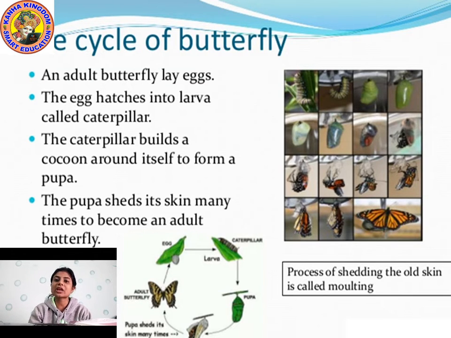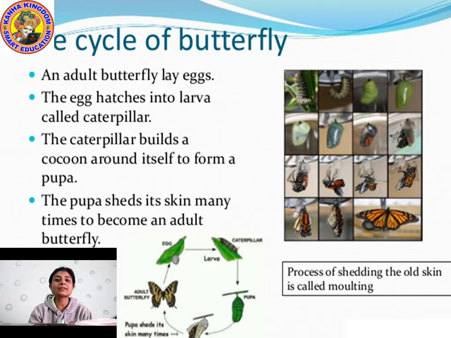This pupa changes to an adult butterfly. First of all, what does this butterfly do? They lay eggs on the leaves of the plant. Then the egg hatches into the larva, which is also called a caterpillar. This caterpillar eats the leaves so that it can grow, and once it grows, it covers itself into the cocoon. They build a shield around themselves, and they grow into the pupa inside that cocoon.